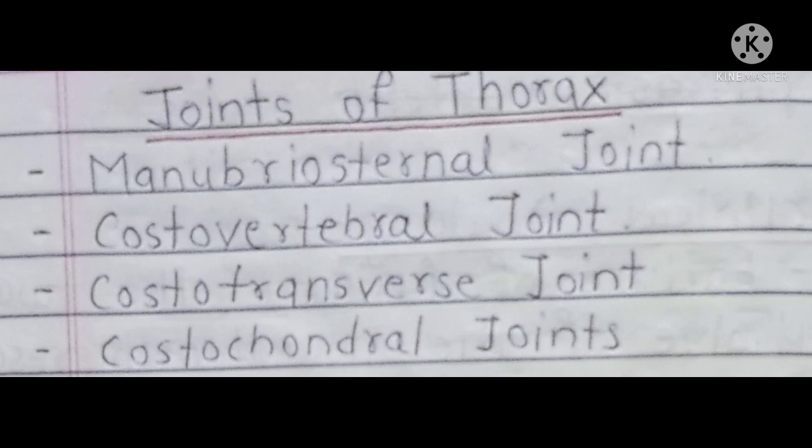Then the joints of the thorax. Joints of the thorax include the manubriosternal joint, costovertebral joint, costotransverse joint, and costochondral joint. This is all about the joints of the thorax, that is, the sternum and the vertebral column.